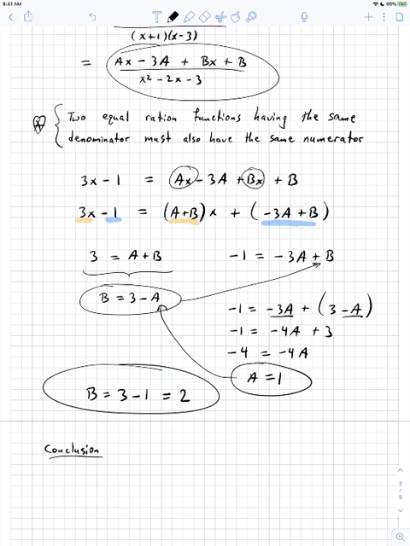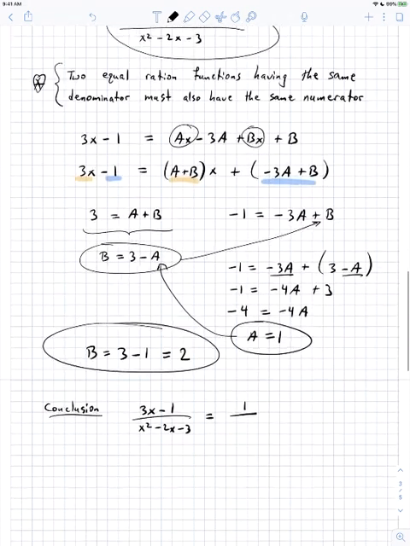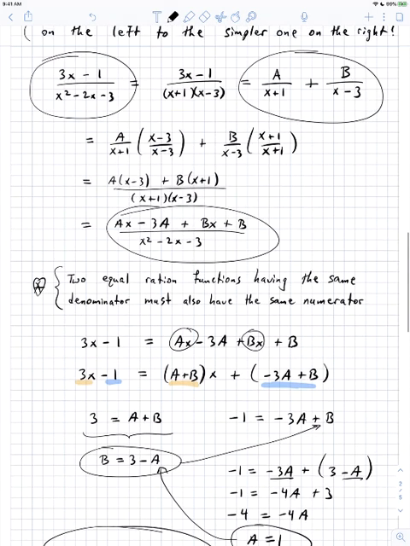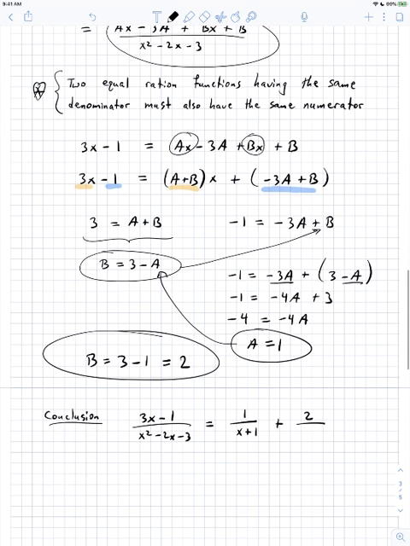is that 3x minus 1 over x squared minus 2x minus 3 is equal to a is 1 over, and remember it was over x plus 1, so over x plus 1, plus b is 2, and that is over x minus 3. So we just plug that back in. And that's how you find your partial fractions expansion.